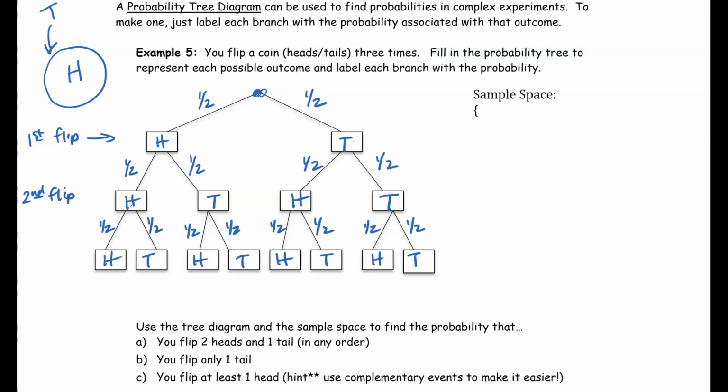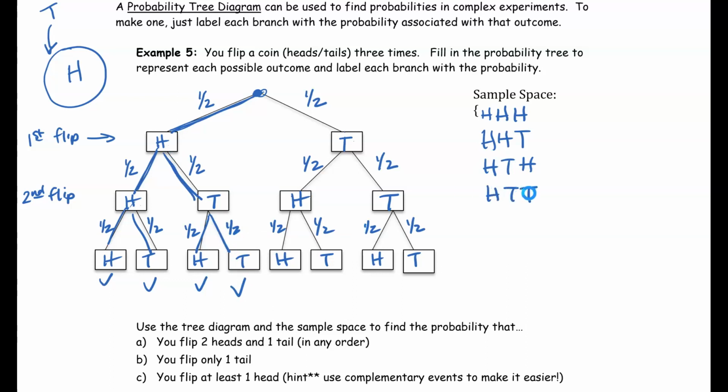For example, we could start at the top and go heads, heads, heads. So that's the first option, and I'm going to check that off so I know that I went down that one. And then heads, heads, tails. And then heads, tails, heads. And then heads, tails, tails. And then I'm going to go tails, head, head. Tails, head, tails.